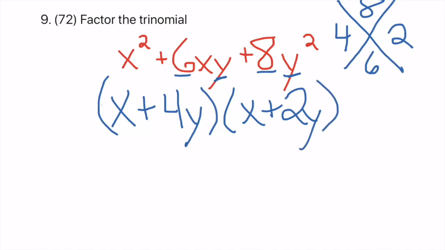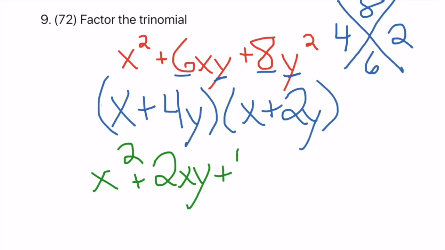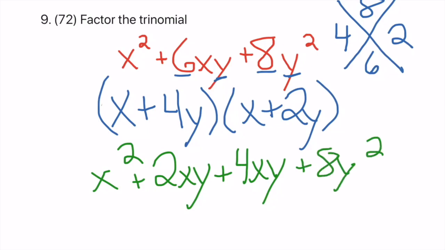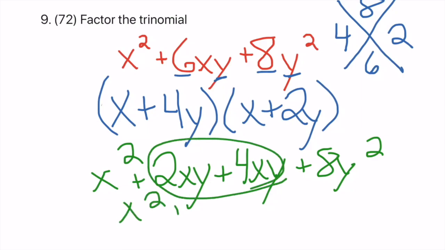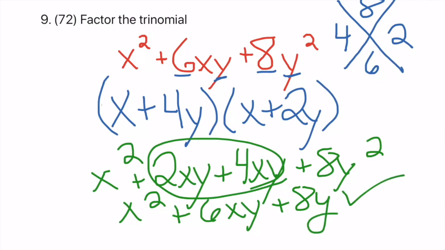And that's your final answer, but of course on a test, make sure you check. So we're going to FOIL it. X times x is x squared. X times 2y is 2xy. 4y times x is 4xy. And then last, 4y times 2y is 8y squared. We can combine these two middle terms to give us x squared plus 6xy plus 8y squared. And that's correct. So we know then that this was the correct answer.